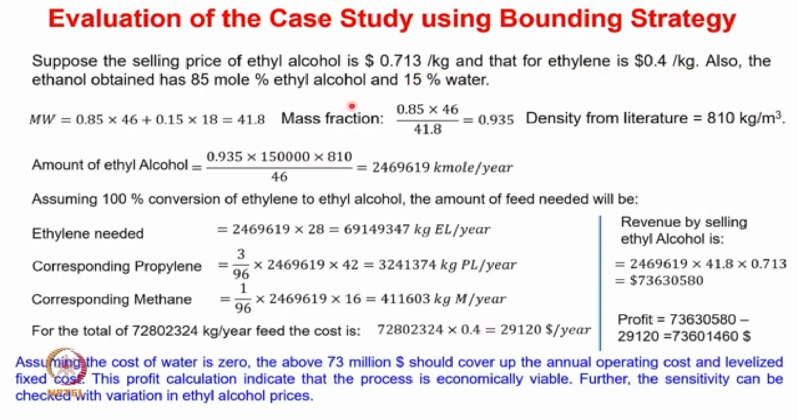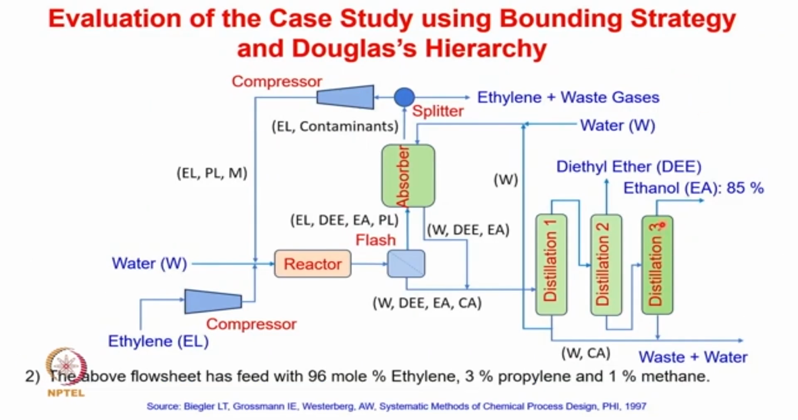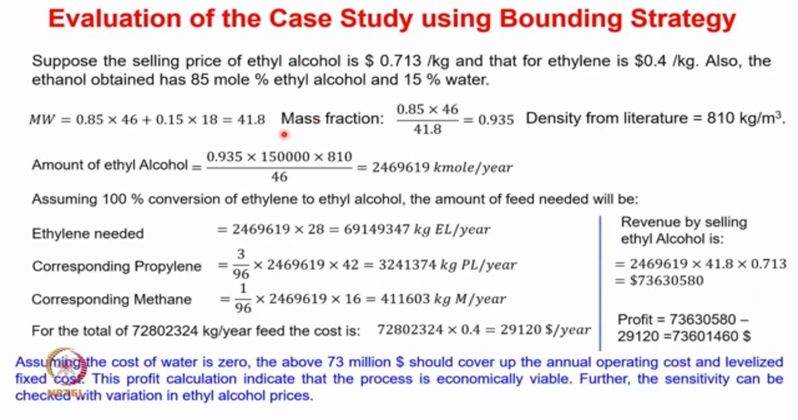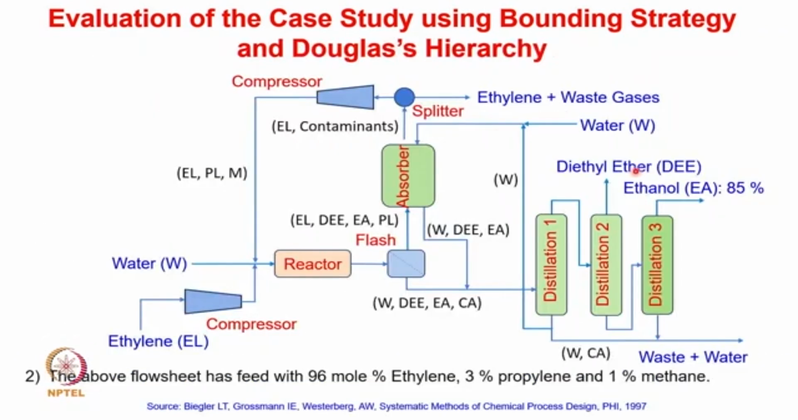$0.4 per kg. And also the ethanol obtained in this flow sheet, you can see that the ethanol product which is coming out from the last distillation column is actually 85% ethanol and 15% water. That is the azeotropic mixture of ethanol and water. So in this case, we can calculate the molecular weight of the product coming out from the distillation column. So 85% is the ethanol, so we can multiply 0.85 by 46, which is the molecular weight of ethanol, plus 0.15 into 18, that is the molecular weight of water. That gives us 41.8, which is the molecular weight of the product stream coming out from this last distillation column.